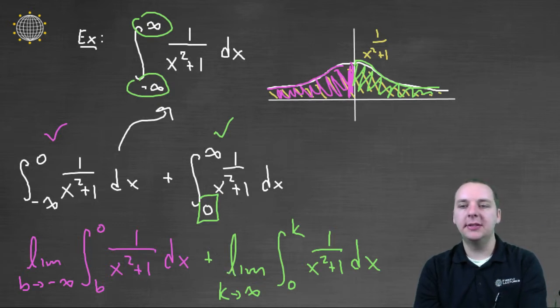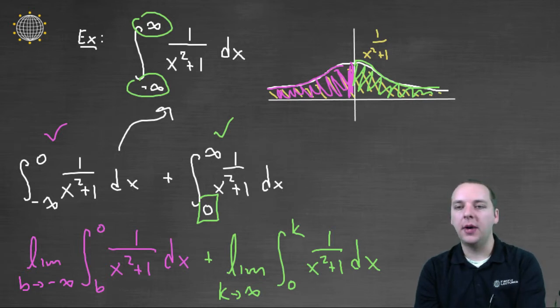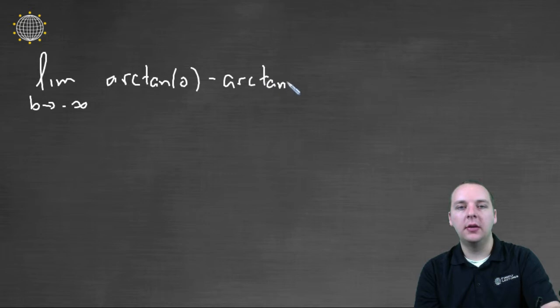All right, so let's do these separately. I'll do the first one in pink. What is the integral of 1 over x squared plus 1? Well, we know that well. That's the arctan integral, right? So we'll be taking arctan of 0 minus the arctan of b. Okay, so let's write that down. We'll have the limit as b goes to negative infinity of arctan of 0 minus the arctan of b. Okay, so that's the first one.